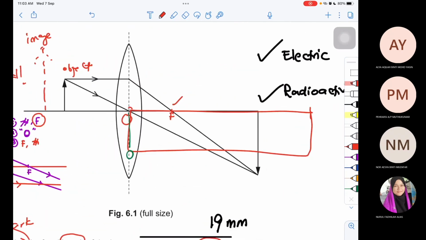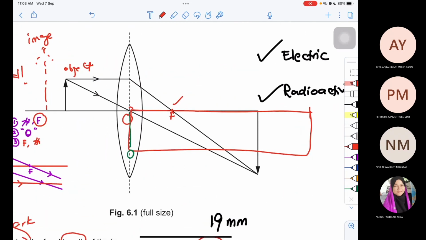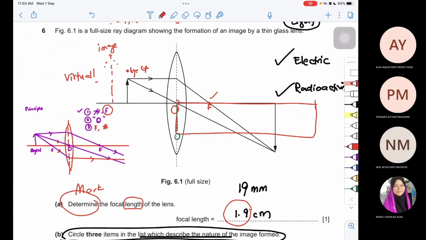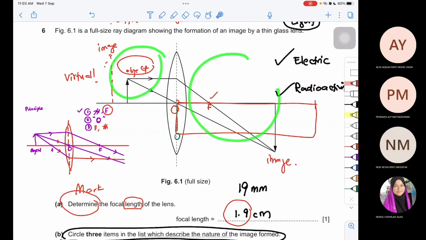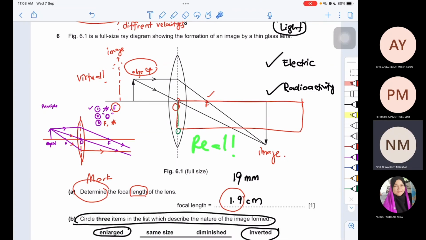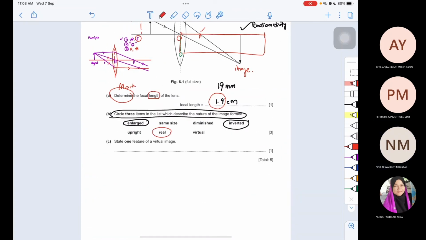Tetapi sekarang the image is on the opposite side kan. So the object here, image di sini. When they are at the opposite side, kita ada real image. Okay, so the answer is yes. So you have to circle the three of that tu, barulah dapat full mark. Okay.